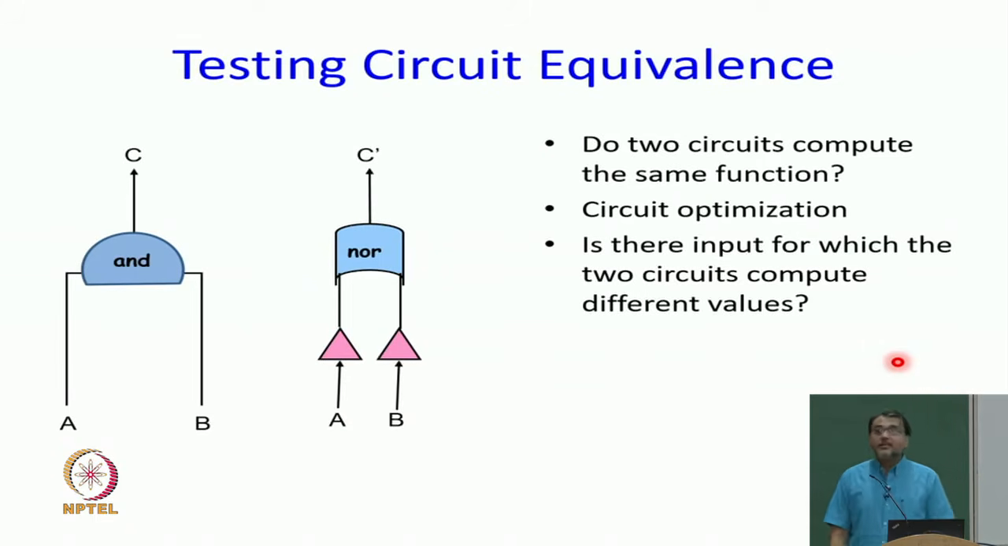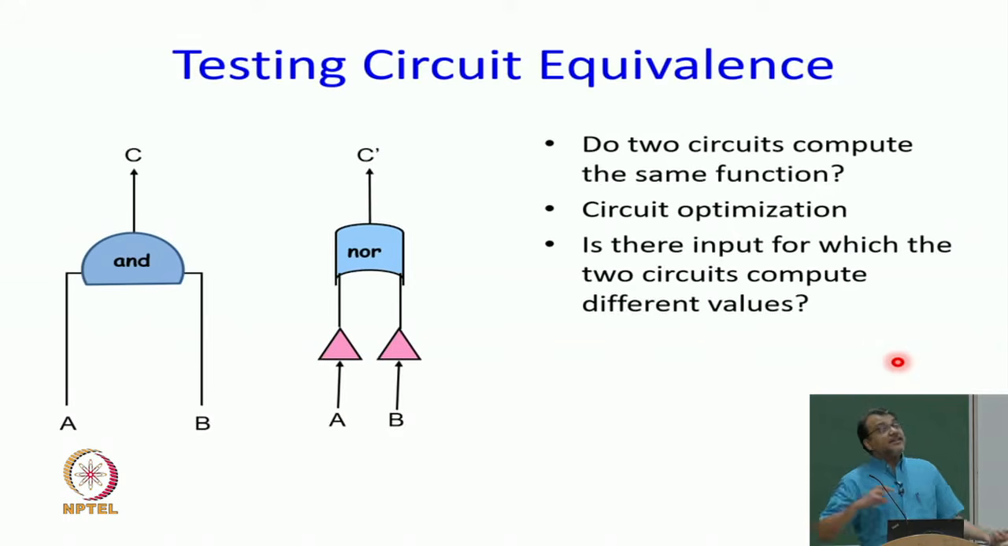This is very important in circuit optimization. Suppose I have a formula that somebody gave me. Let's say I want to optimize it with minimum number of gates and so on and so forth. And then after I have done all this, I want to make sure that I didn't make a mistake. The original circuit and this circuit are actually equivalent. How do I do it? I do it with what is called the satisfiability problem.